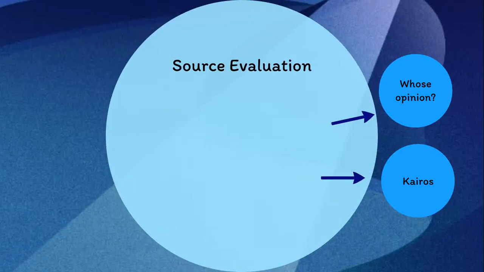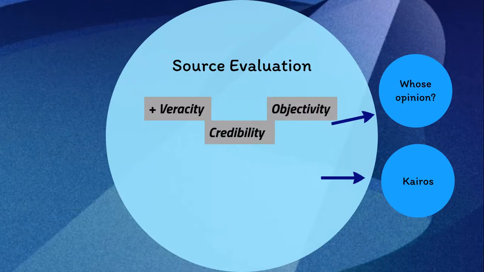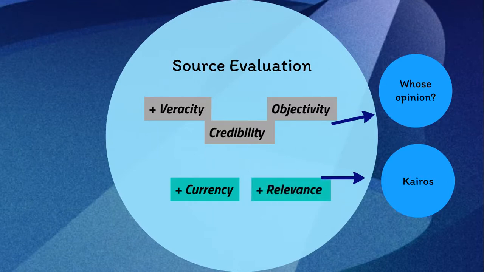Let's look at your sources. Okay, veracity, that means how truthful, how honest is it? Okay, objectivity, are they biased? Are they two-sided? And is it thorough? And you also want to look at credibility. All right. The other half of this is currency and relevance. All right. Currency has to do with how recent it is. Okay, relevant. We've discussed that already.